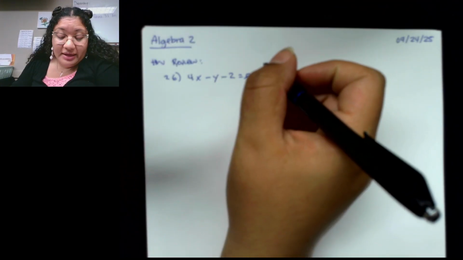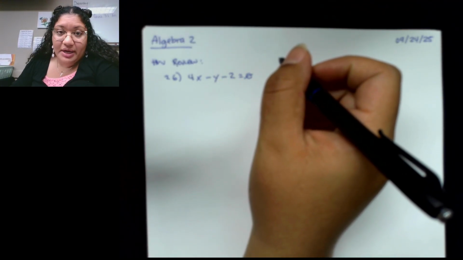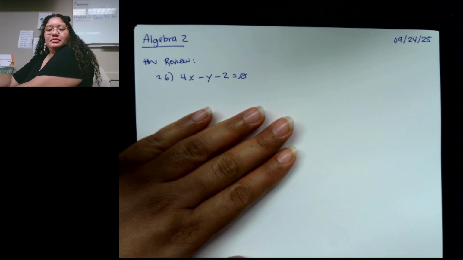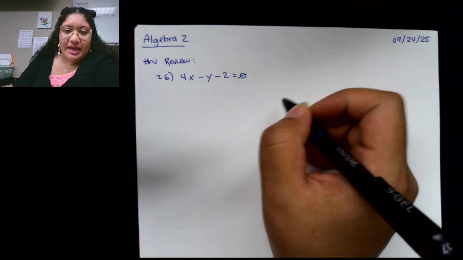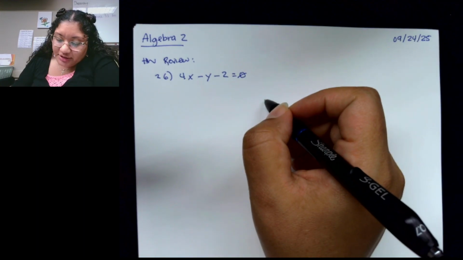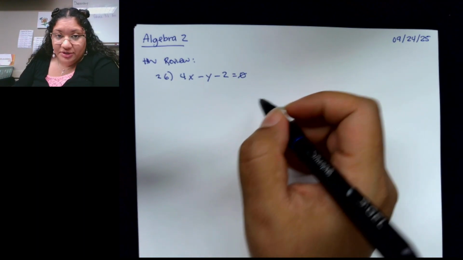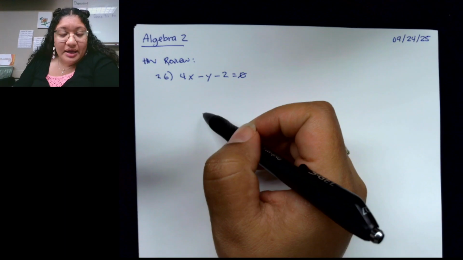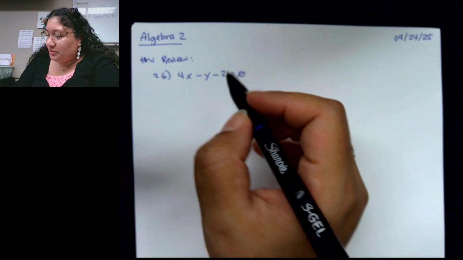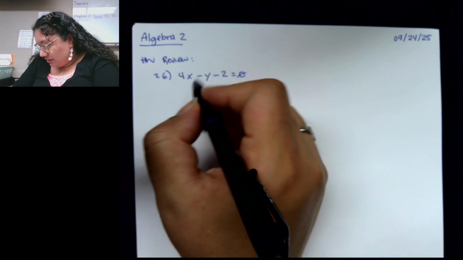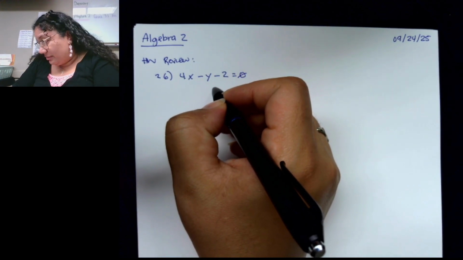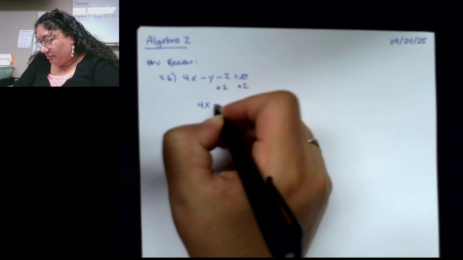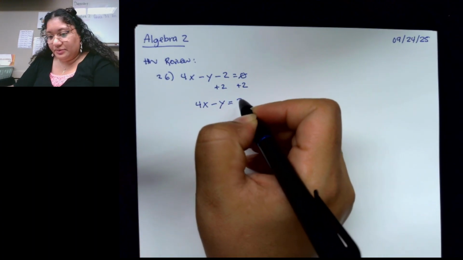In this problem, we're asked to state the x and y intercepts and the slope of each equation, then graph the equation. First and foremost, I do not like how it's currently written, so I am going to change it into standard form by adding 2 to both sides: 4x minus y equals 2.